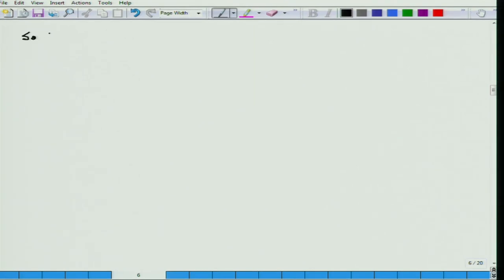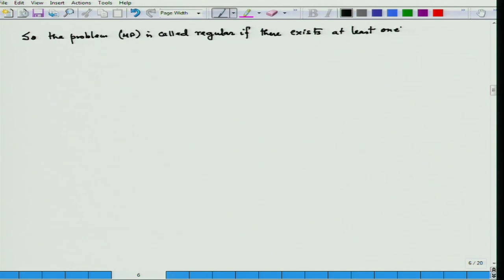So, the problem MP is called regular if there is at least one normal multiplier, and if there is no normal multiplier, we call the problem irregular.